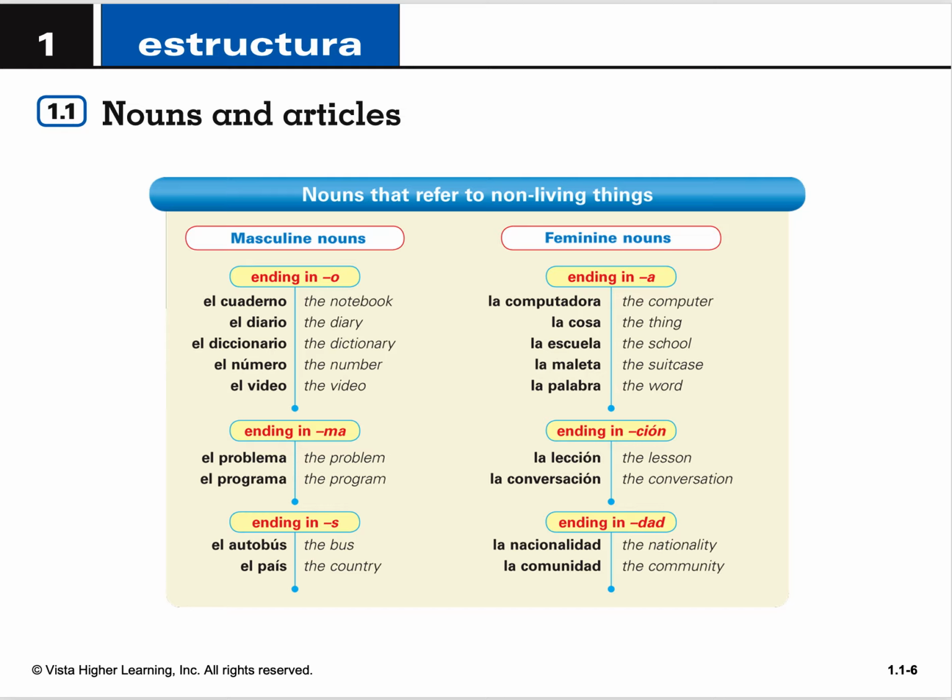Nouns that refer to non-living things, you have to memorize the correct article. So this is the time where flashcards come in really handy, and you don't want to just put on your flashcard the word, you want to put the article with the word. So cuaderno on your index card should say el cuaderno. You should learn the article with the word. That way you've got the correct gender.